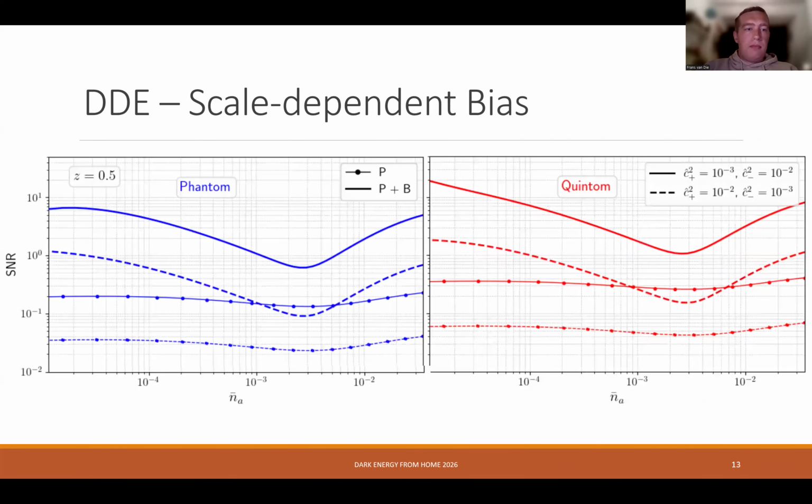Just for illustration, I also show a redshift of 0.5, where in this case the minus fluid does become important, and also we see very clearly the importance of including the bispectrum in this analysis in order to get your SNR above 1.